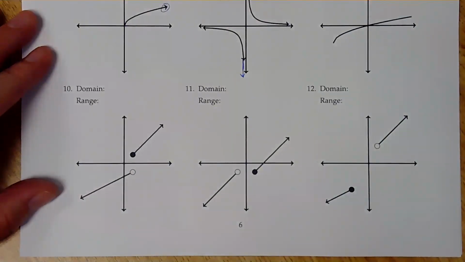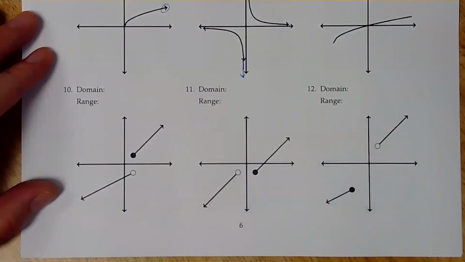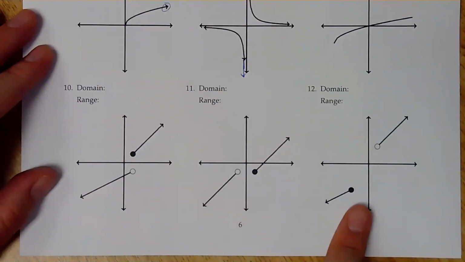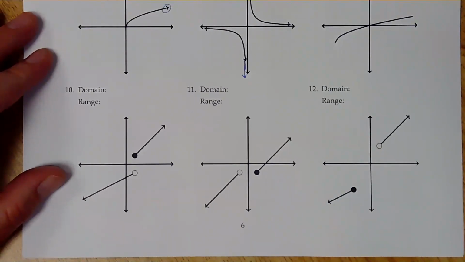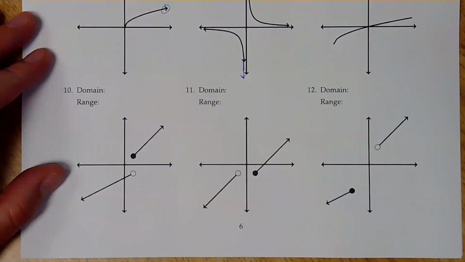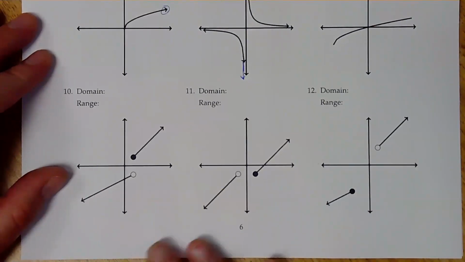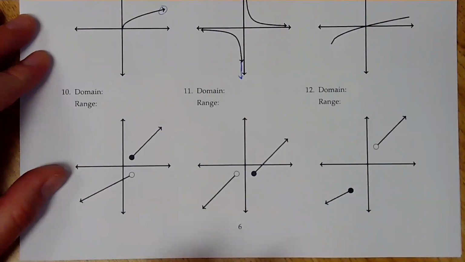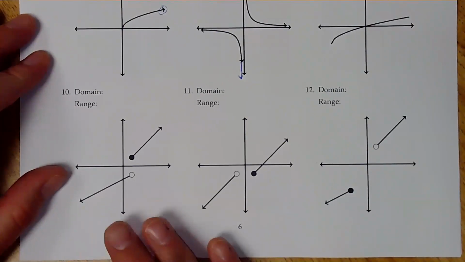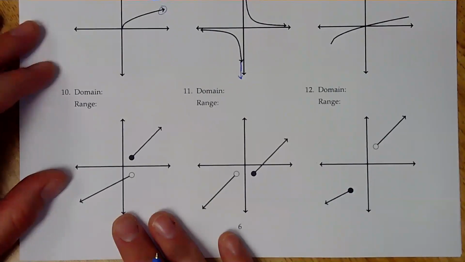All right, so let's look at finding the domain and range for 10, 11, and 12. So these are what's called piecewise functions, and it's actually what we're going to look at in the very next section of the textbook, in section 2.3. So we'll learn more about these very soon, but until then, we can still find the domain and range.